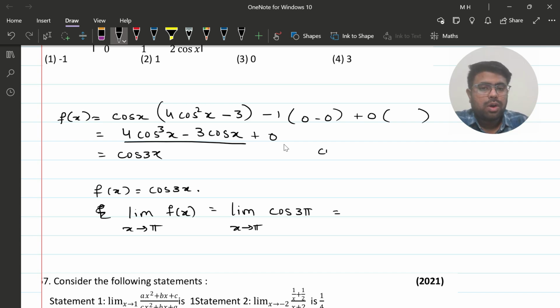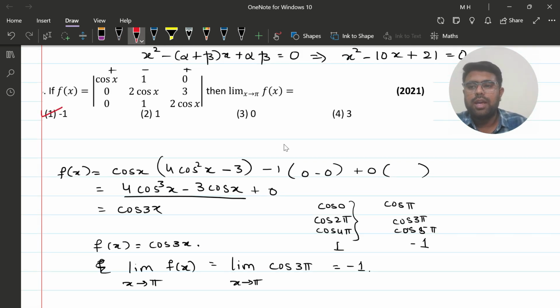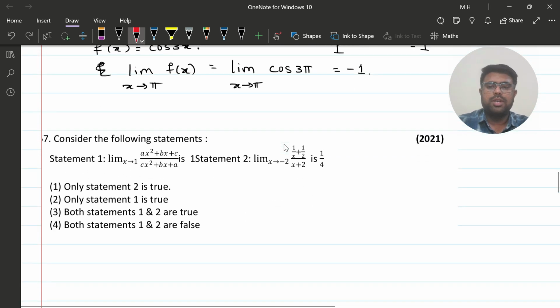Remember, cos 0, cos pi, cos 2 pi, cos 3 pi, and then cos 4 pi, and then cos 5 pi, like this. See, the even multiples of pi within cos will give you 1, and odd multiples of pi within cos will give you minus 1. So therefore cos 3 pi is going to be minus 1, so therefore it is going to be option A, that is equal to minus 1. Okay, that was a very easy question.